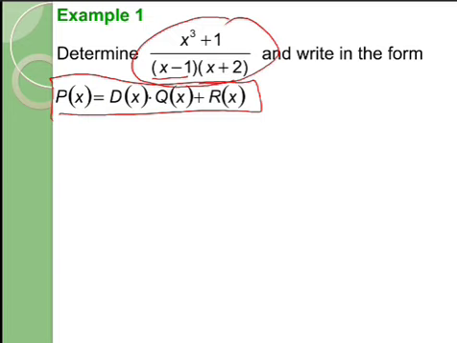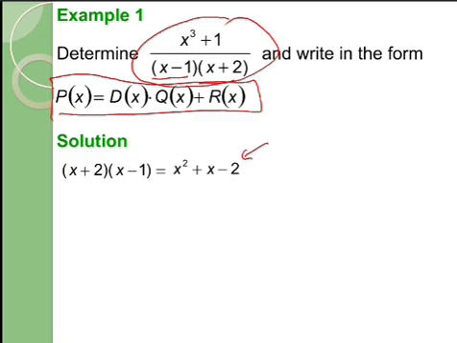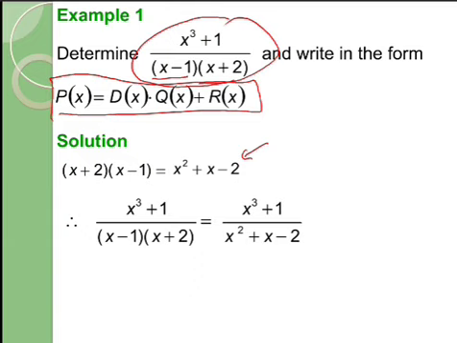Since the divisor consists of two linear expressions, we can simply expand those two linear expressions and we'll get a quadratic expression. So this will be our quadratic divisor. Just write that divisor outside of the long division symbol and write the polynomial inside the long division.